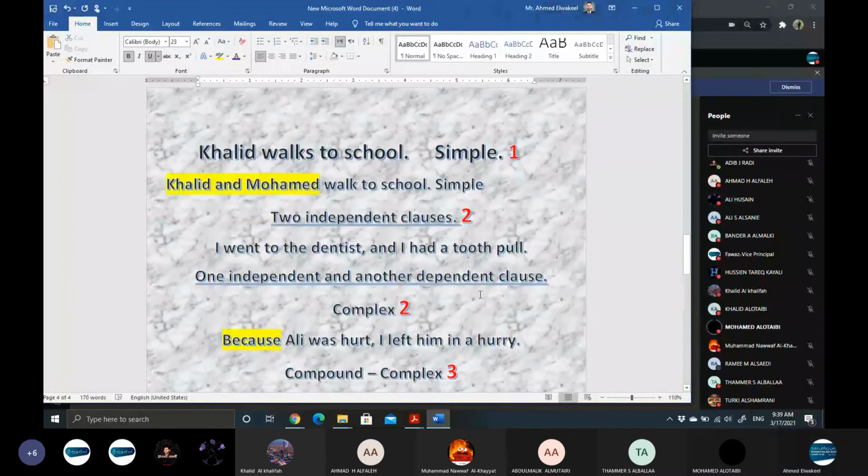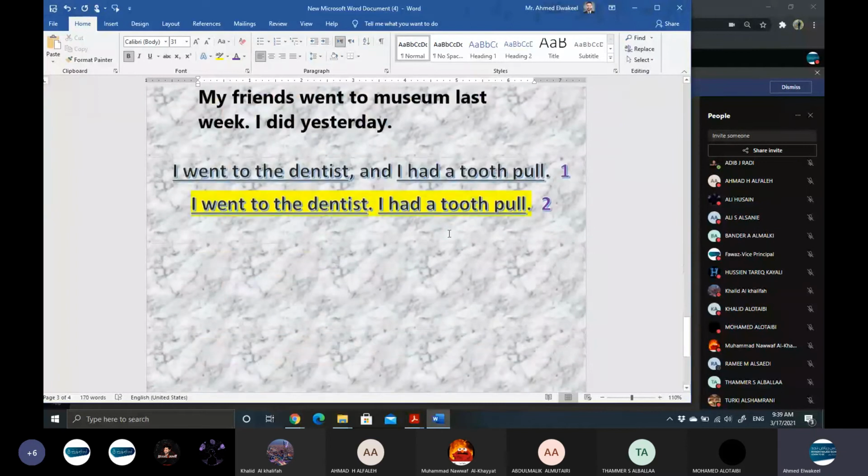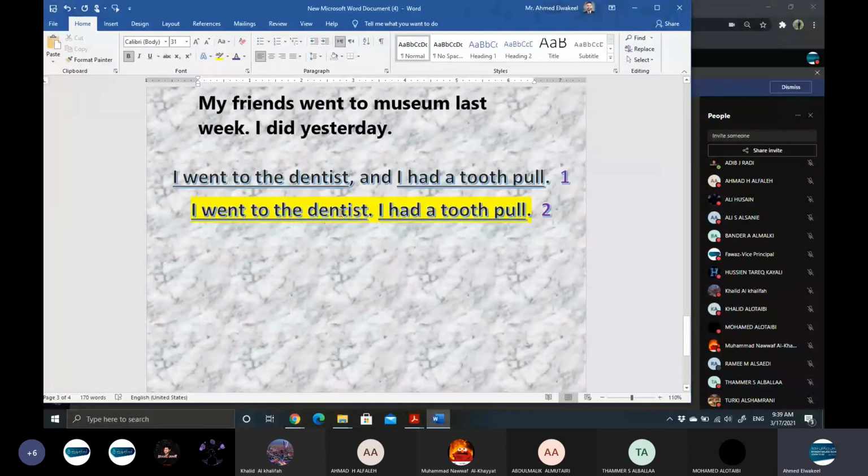Okay. So once again, we have four types of sentences: a simple, a compound, a complex, and a compound complex. A simple means one clause. Compound means at least two clauses. The complex, at least two clauses. The compound complex, at least three clauses. So all I need to do in order to change a complex or a compound sentence into a simple one is to put a period and remove the conjunction you have. Just like this.